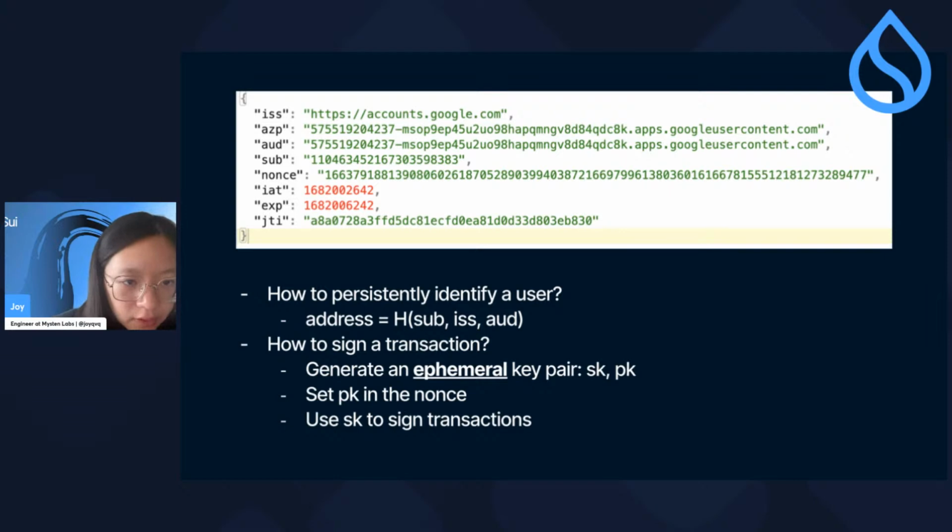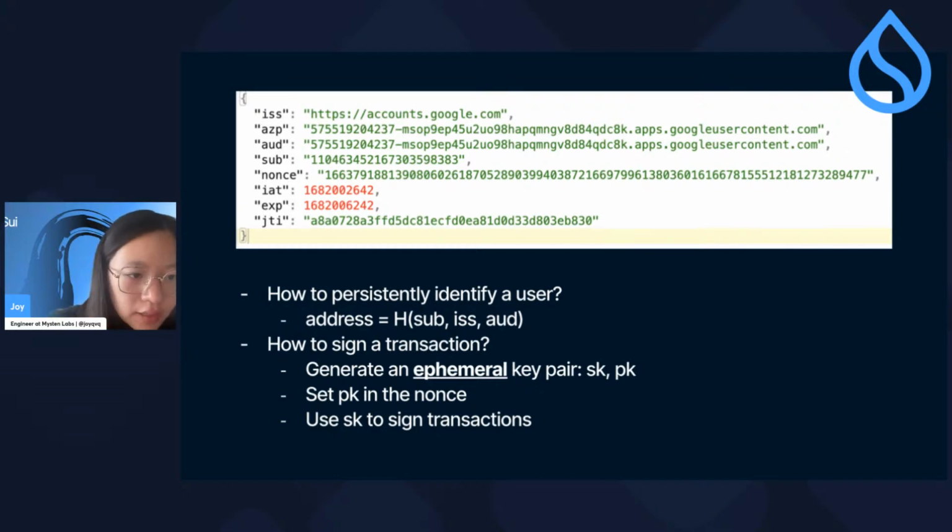Specifically, the sub field is a unique identifier within Google, that this is your ID. Think of it as a Google ID. And what is iss here? It is a field that identifies the issuer of the credential. So in this example, it is google.com. And the third field that we use is called audience, aud.